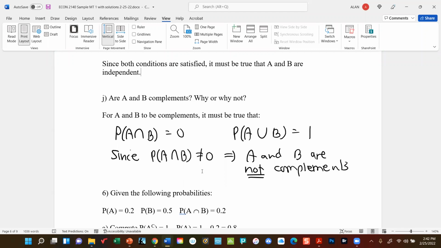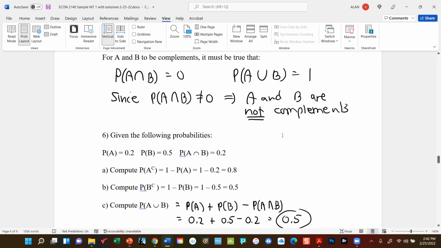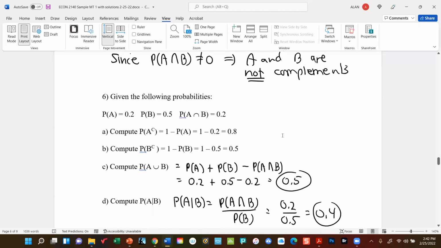Now, how about 6? 6 is a little different because with 6, we do not know where these probabilities came from. We don't know what the sample space is. We don't know how these probabilities were generated. All we know is the numbers. And so that means for each of these, we really can only do one thing, and that's use the rules. So we basically only have one approach to calculating each of these solutions.